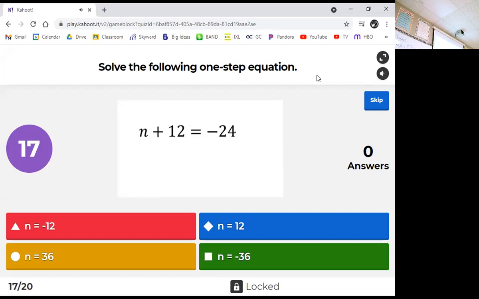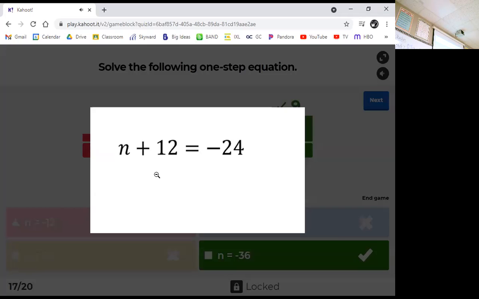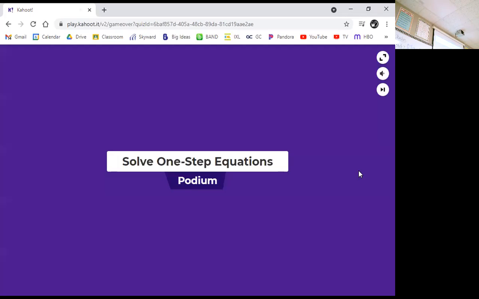N plus 12 equals negative 24. Get rid of the plus 12 by putting negative 12 on both sides. You're going to put a negative 12 to cancel out the positive 12. If you put a negative 12 here and a negative 12 there, you got to join forces. Negative 24 and negative 12 makes negative 36 when you join forces. And that means n equals negative 36.